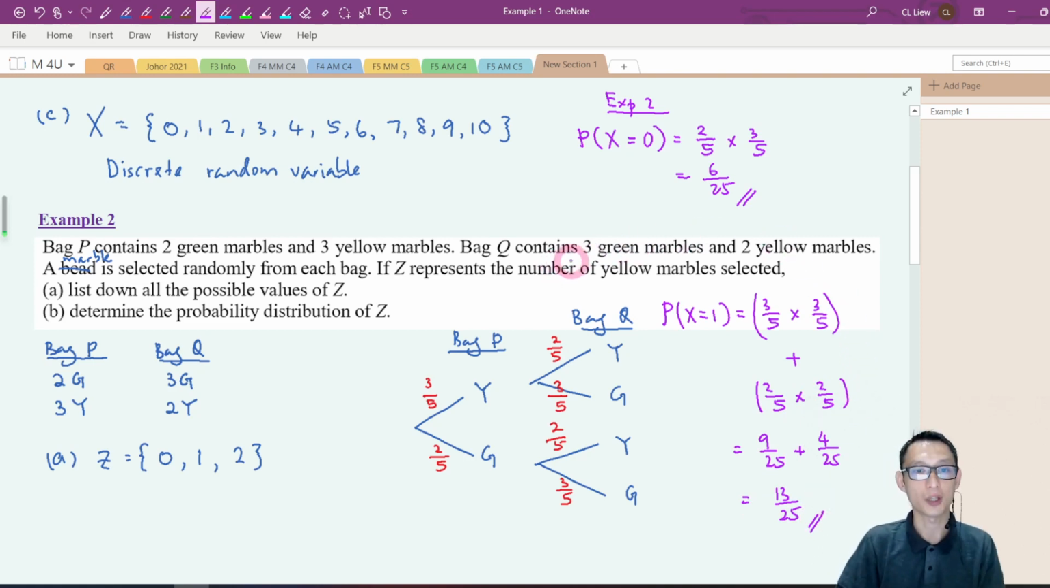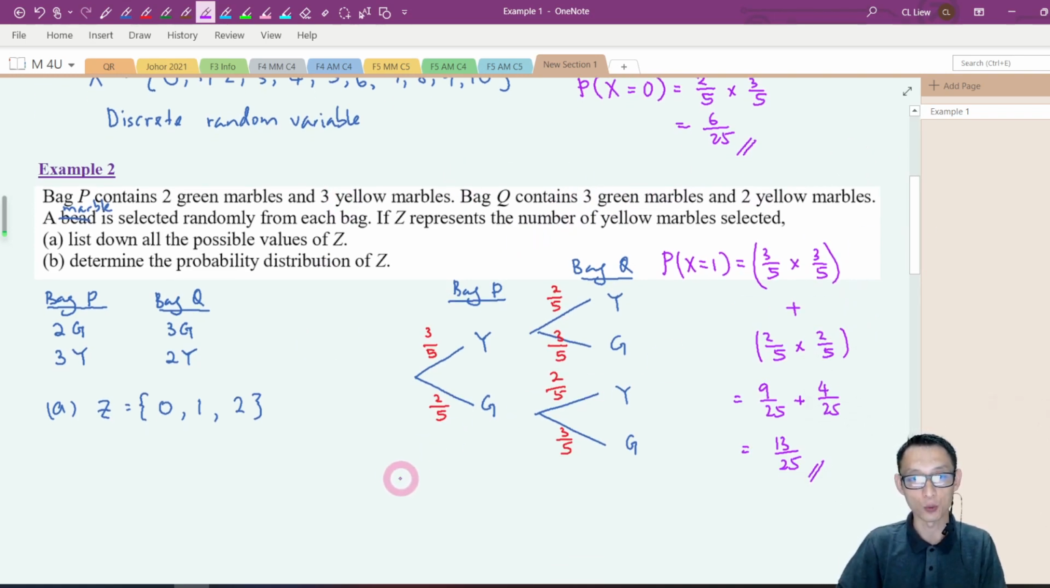Now, let's look at the last one, which is probability of getting 2 times of yellow marbles. Let me write over here. X is equal to 2. So there's only one possible outcome, which is yellow, yellow. So it will be 3 over 5 times 2 over 5. So 3 times 2 you will get 6, 5 times 5, 25.